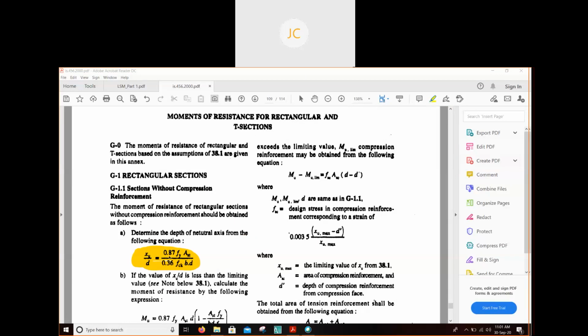Okay, so we can use this formula to find out the depth of neutral axis. Okay, XU, and this XU is your actual neutral axis, actual depth of neutral axis. This XU equal to depth of actual neutral axis.